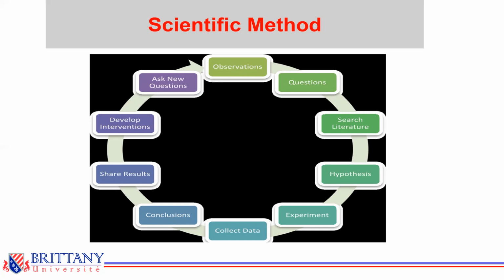Then, based on the literature review, you will develop a hypothesis. You will go for collection of data. Then you will experiment, analyze the collected data, and come up with the result and the conclusions. Then share results, develop interventions, and ask new questions. At the bachelor level, you don't need that. But those who are writing papers, the moment they are done with the research, they publish the result, then develop interventions and come up with new research. I hope you have an idea now of what the scientific method is all about.